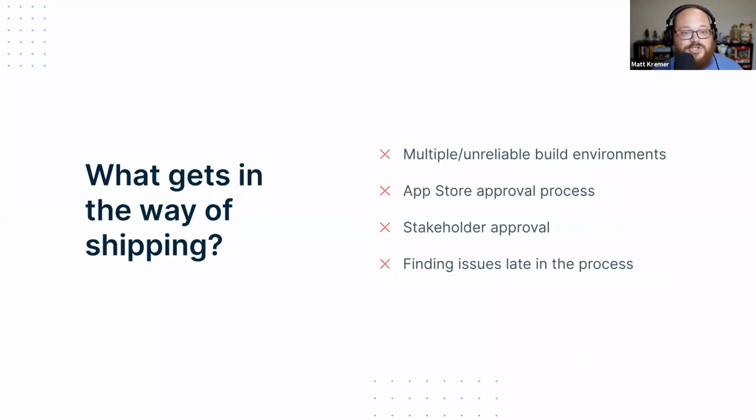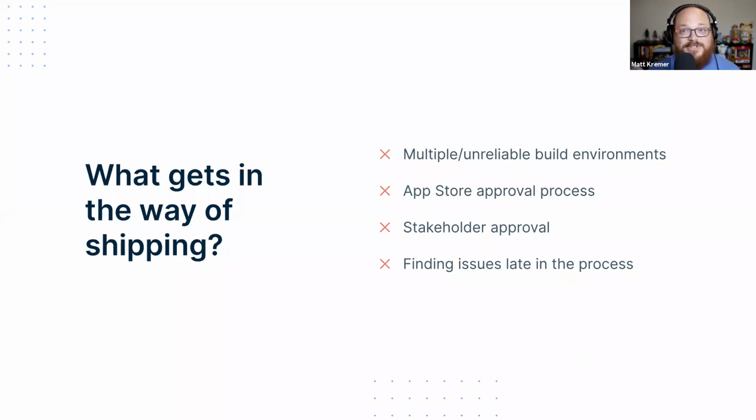So when it comes to getting in the way of that, where does that process start to break down? How is that process difficult, especially if it's not automated? First off, we have a lot of different unreliable build environments going on. If you're a team of 10 engineers, you've got 10 different machines, theoretically, with 10 different sets of dependencies that people are building on. How can we get rid of that and focus on one really stable build environment?